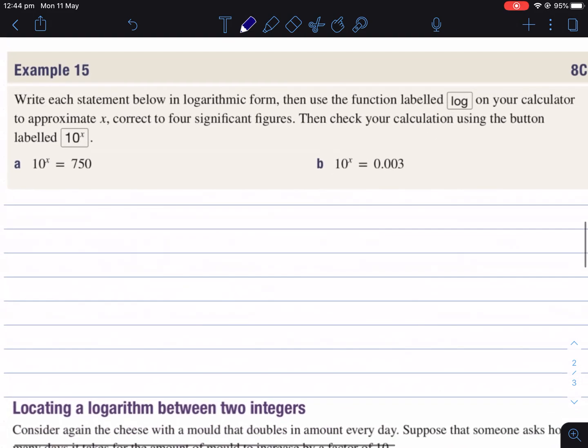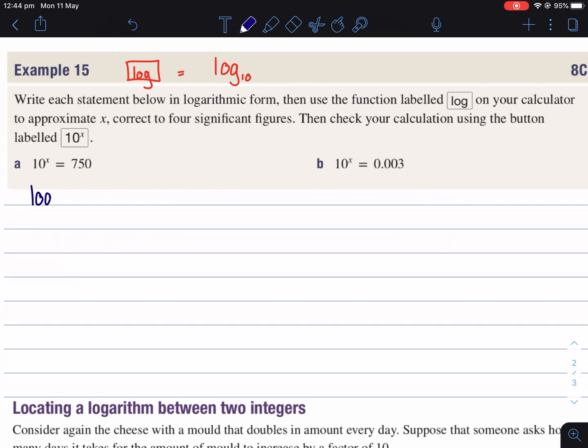Write each statement in logarithmic form and then use the log button on your calculator to approximate it. So the log button on your calculator, it doesn't say it, but it's automatically log base 10. And I'm going to show you how to do it when we do these questions. So first we need to turn this into a log question. 10 to the x equals 750.